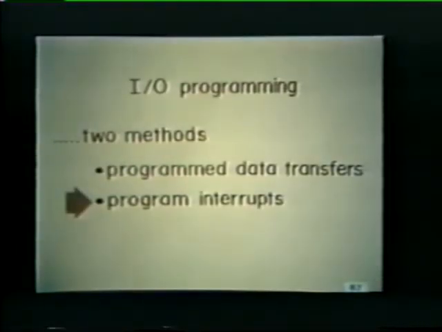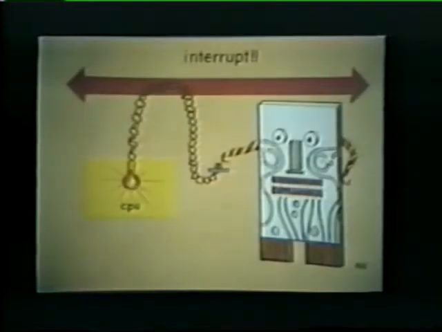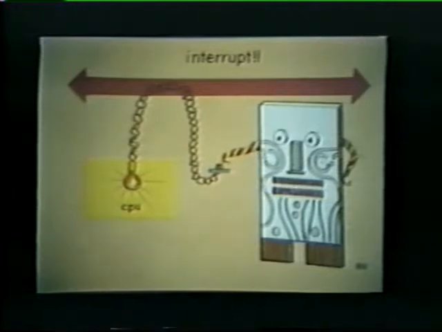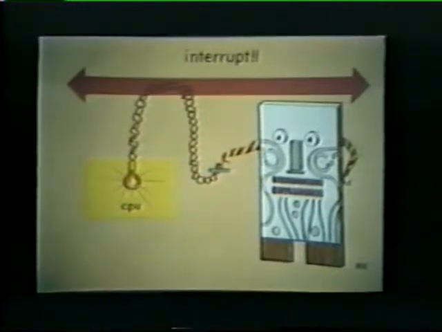We've now described how I/O transfers are handled using program data transfers. Now let's see how the other method, program interrupts, is used. Just what is an interrupt anyway? Well, basically, it's a special signal from a peripheral that intervenes in the CPU operation taking place.